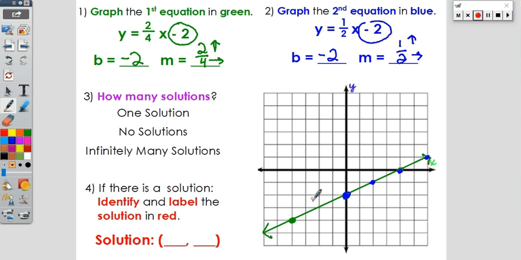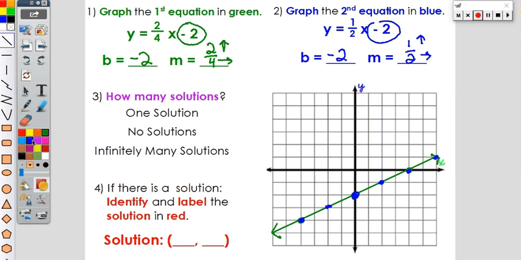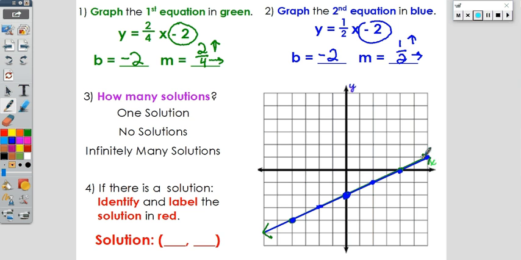You might notice that all the points I'm drawing are already on that green line. So this is one of those situations where we have two lines that are exactly the same. They're graphed right on top of each other. So two equations that represent the same line. When we have two equations that represent the same line, that means we have infinitely many solutions. It means every single point on this line is a solution. So we can't label our solution because there are so many of them.